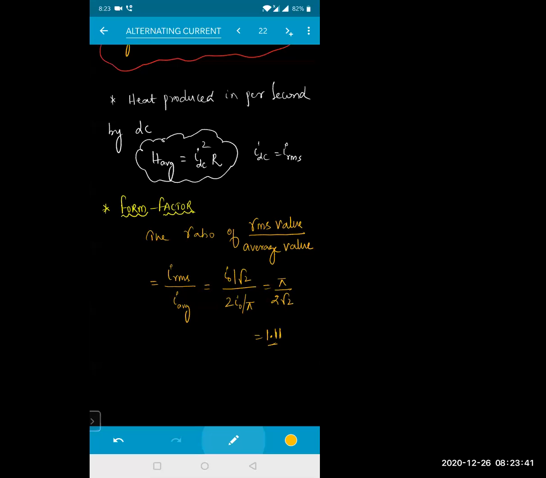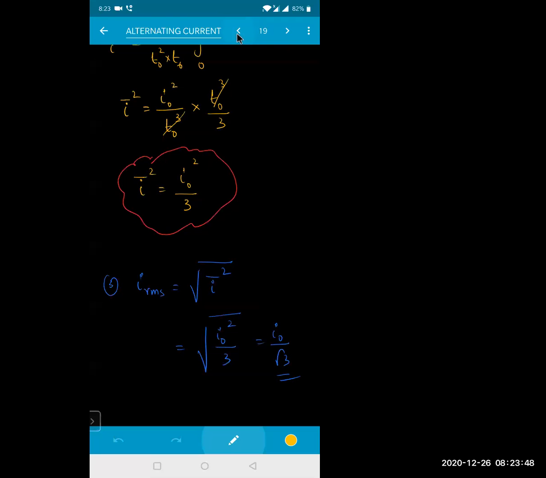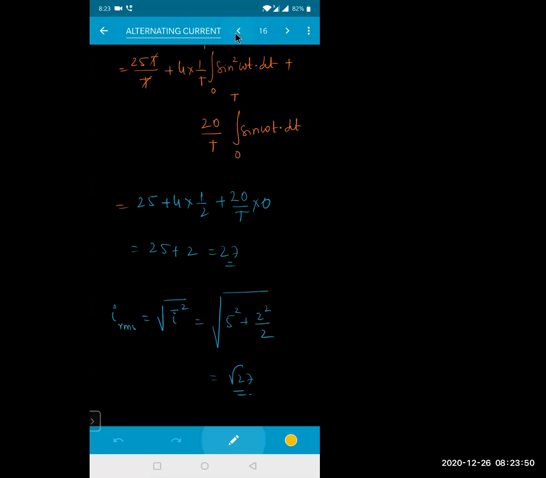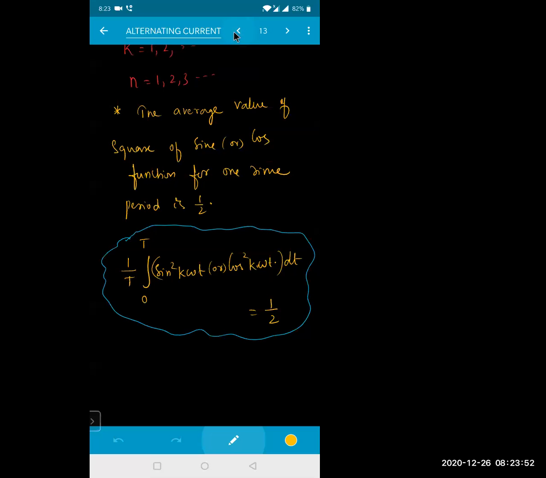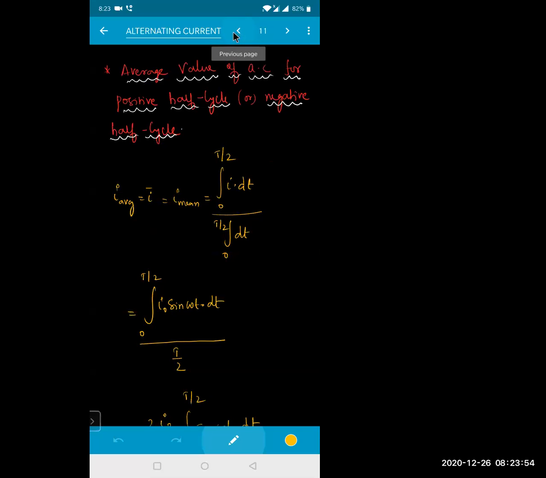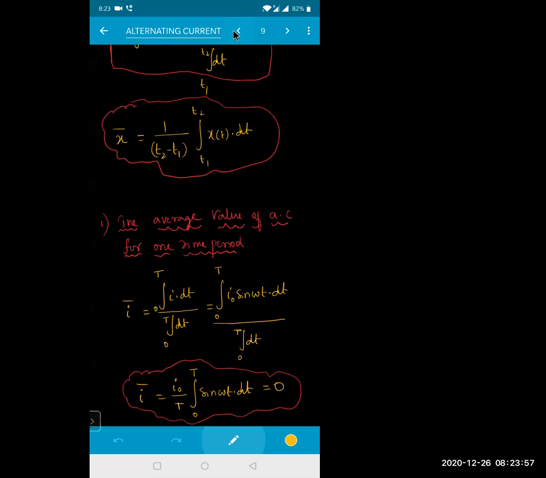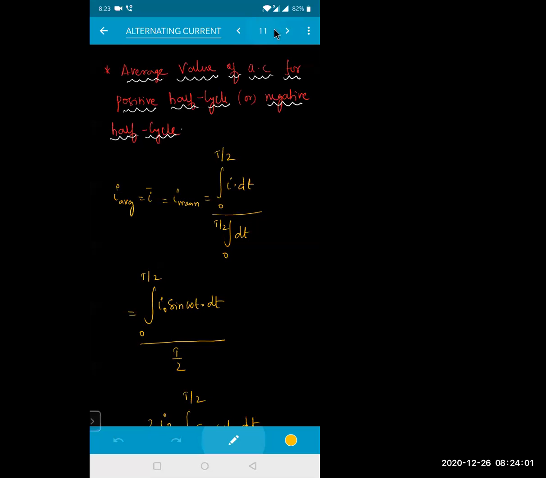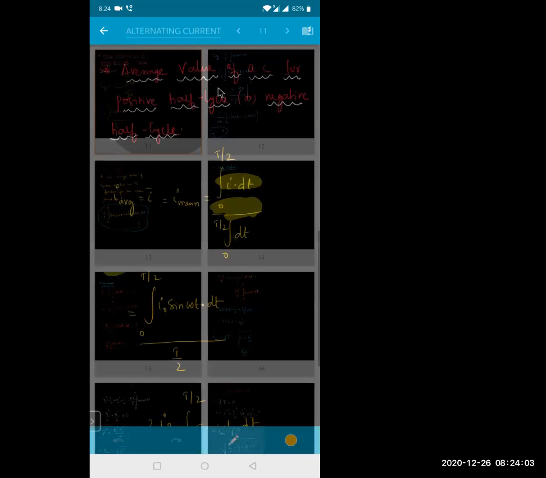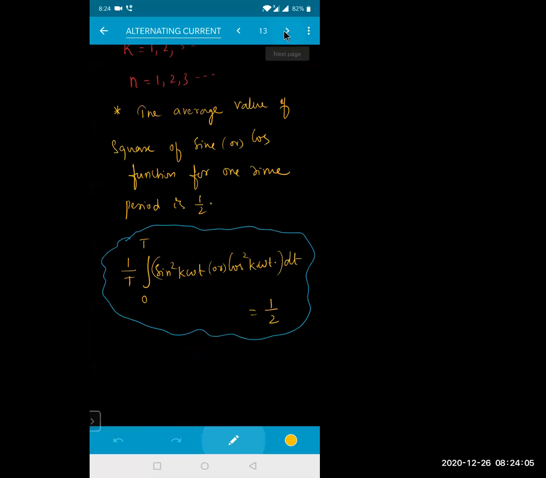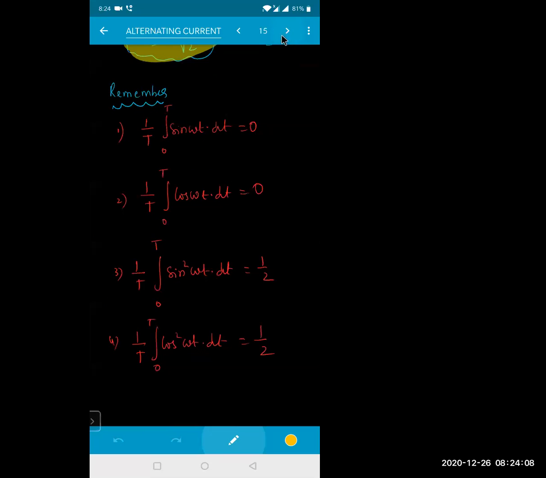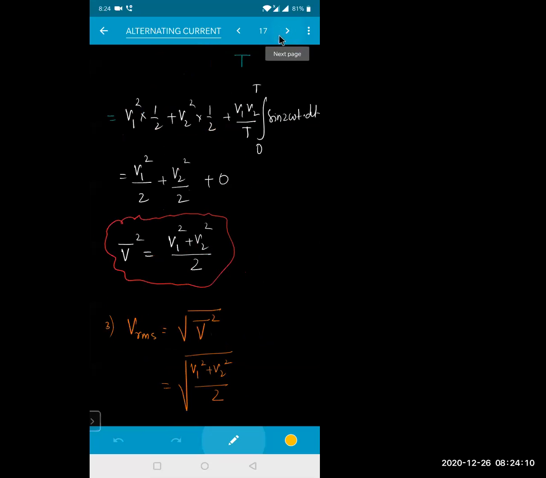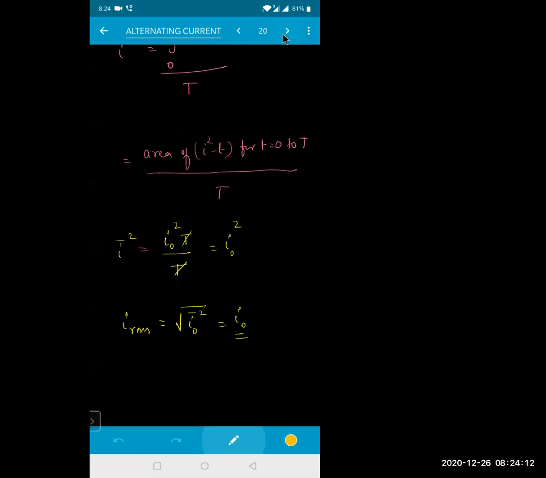Clear? We got the EMF, we got the I RMS. So I RMS current we got, V RMS we also got. We have got E RMS of your current, I average we got. So I told you how to calculate these values basically. So I average we got it. Okay, so we got all the relations.